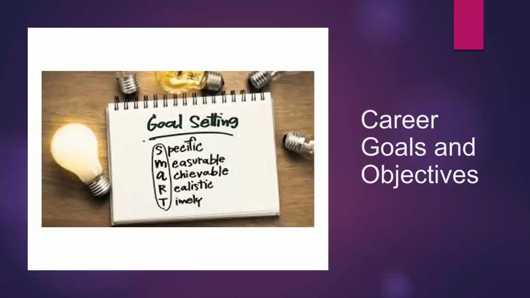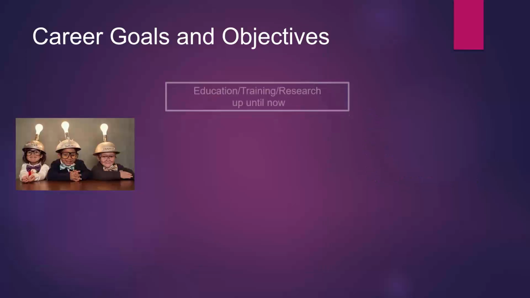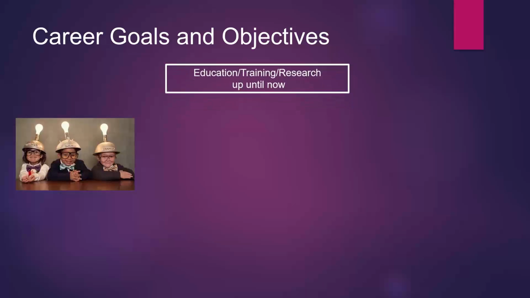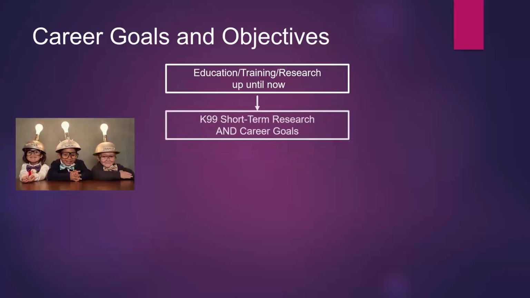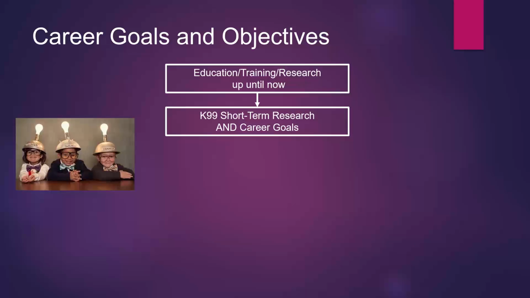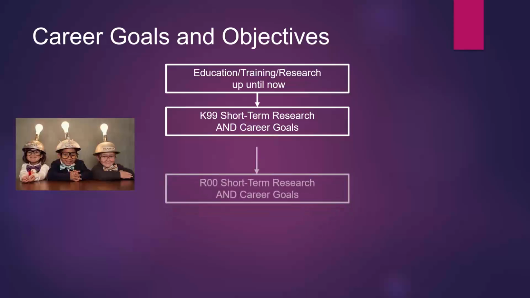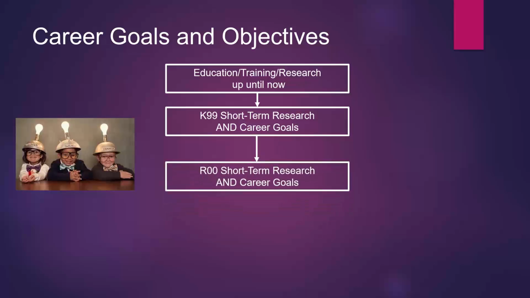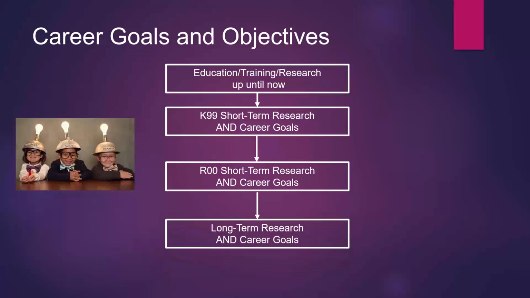So now we're going to move on to career goals and objectives. So you have your education, training, and research up until now, and that should lead you into your K99 short-term research and career goals. So you want to have at least one research and one career goal for K99. Then that will lead you to your R00 short-term research and career goals. Again, you want to have at least one research and one career goal for the R00 phase. Then that should all set you up for your long-term research and career goals that you will mention in this section.